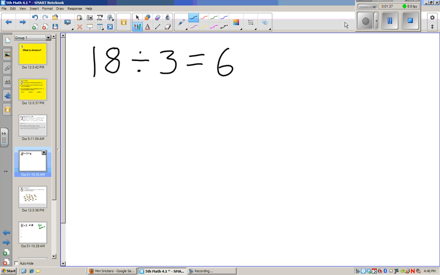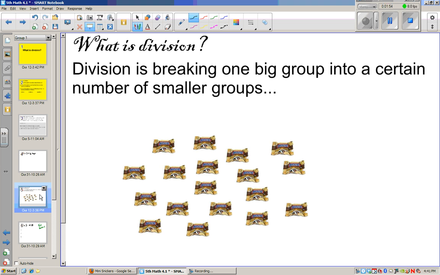And so our answer is 6 bags. And as you can see by my sign, what we just did was a division problem. And so let's go ahead and answer that first question.